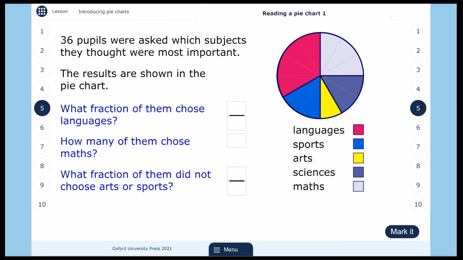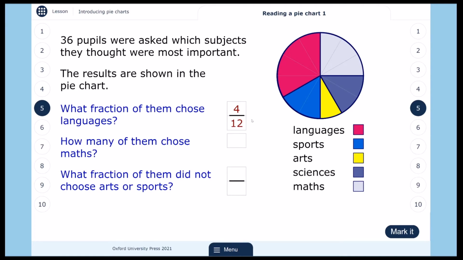So, in this next example, it says that 36 pupils were asked which subjects they thought were the most important, and they've represented the data in a pie chart. In this particular example, the pie chart has been split up into 12 sections to help us answer these questions. Firstly, it asks what fraction of them chose languages. I can see that languages is the red colour, and that is 1, 2, 3, 4 out of the 12 sections. So I could say the fraction is 4 out of 12.